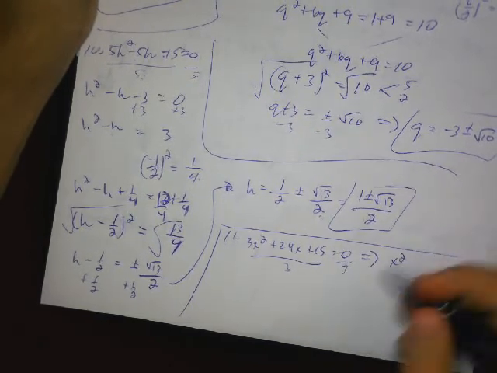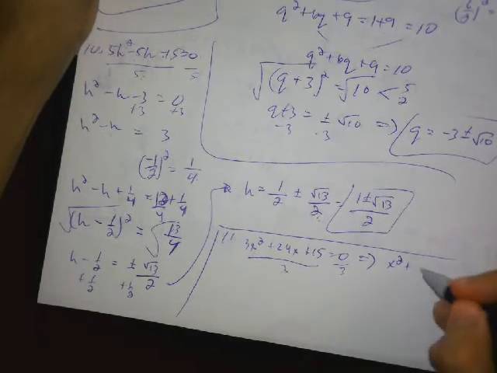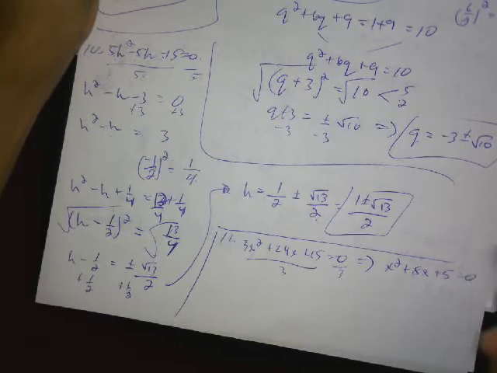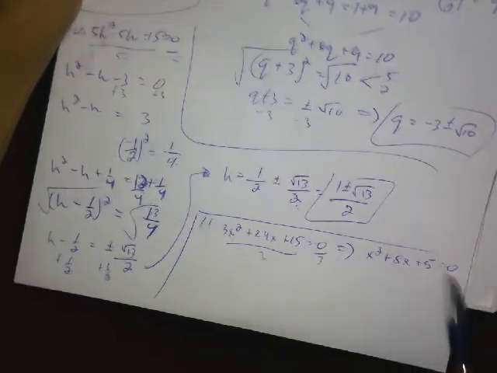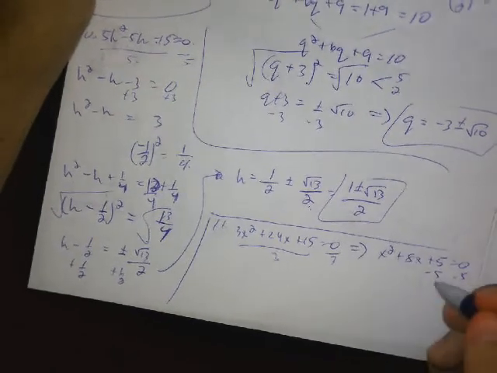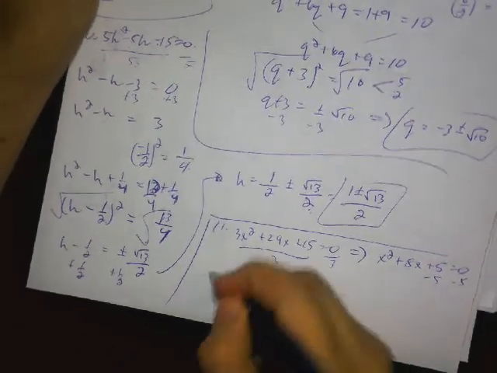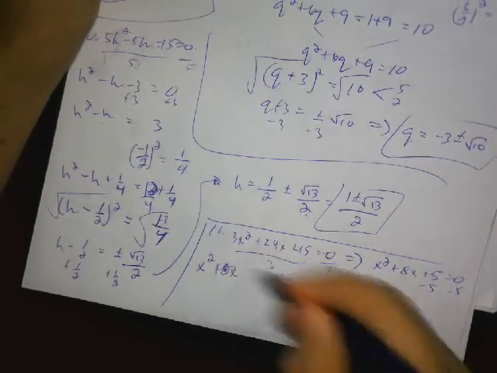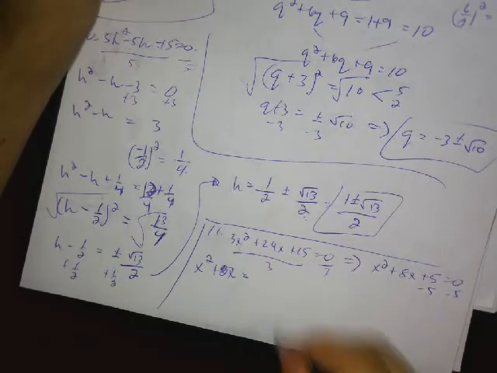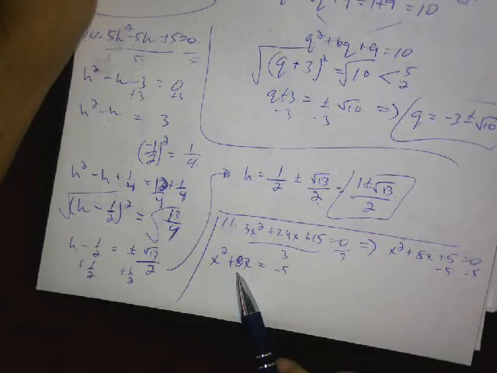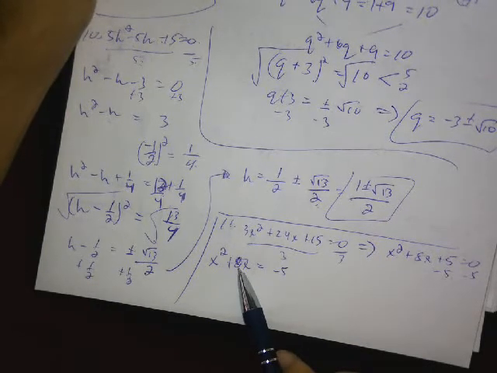So we get, I'm going to go ahead and write it down here. x squared plus 8x is equal to negative 5. We're going to complete the square on the left side. Half of 8 is 4. 4 squared is 16. So my binomial is x plus 4 squared is equal to, and we're adding the 16 here. So negative 5 plus 16 is positive 11.